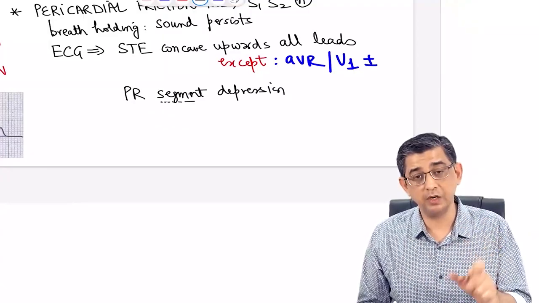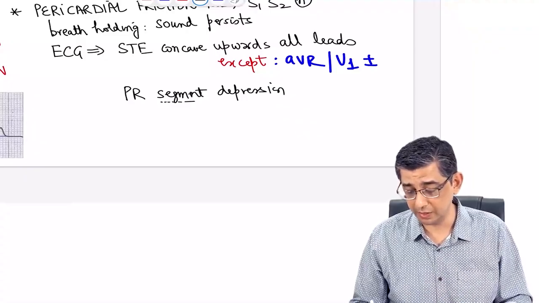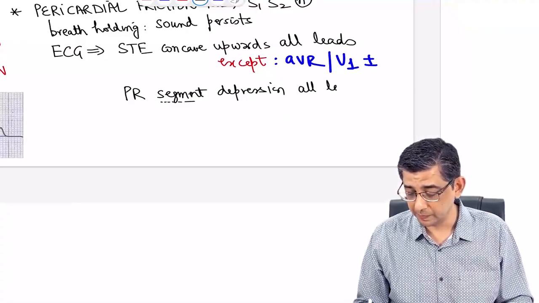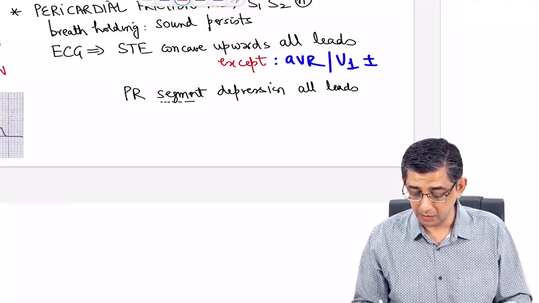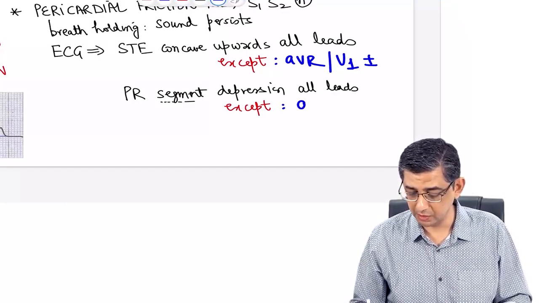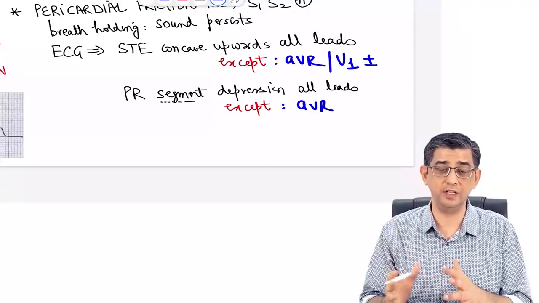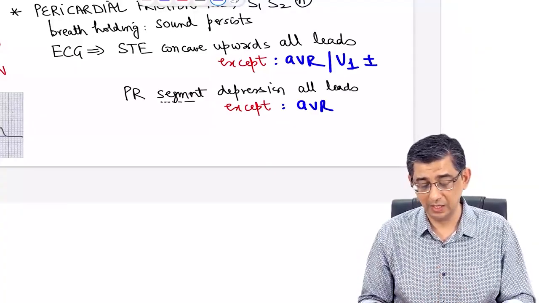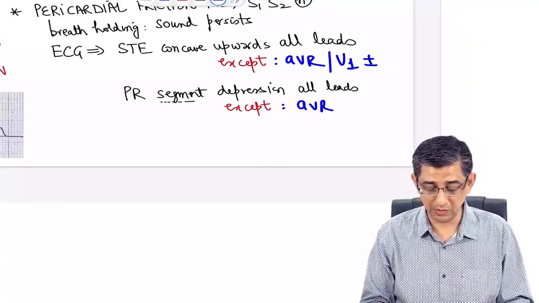So the PR segment in this particular case will be showing a depression in all the leads, and if the question says except, the answer will still in these circumstances turn out to be the same, that is going to be AVR, because that's how the electrical arrangement of leads around the heart is present. And at this junction I can just focus on this ECG.